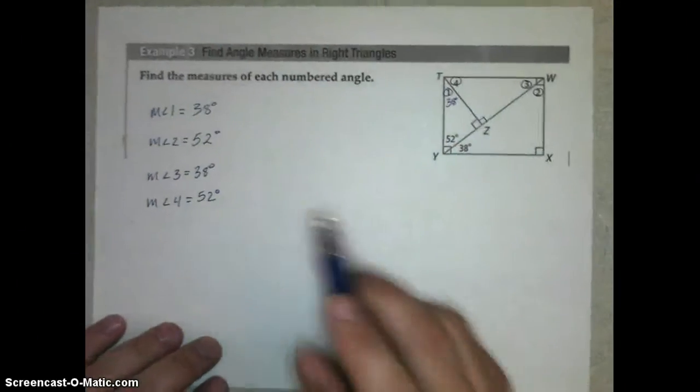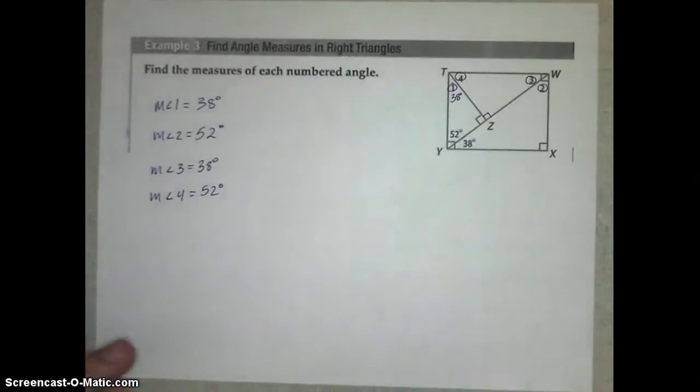All right, this wraps up our lesson notes on lesson 2 over angle relationships in triangles in general, with specifics to right triangles here at the end. And so we should be able to understand this a little bit better, and we'll start the book assignment in class.